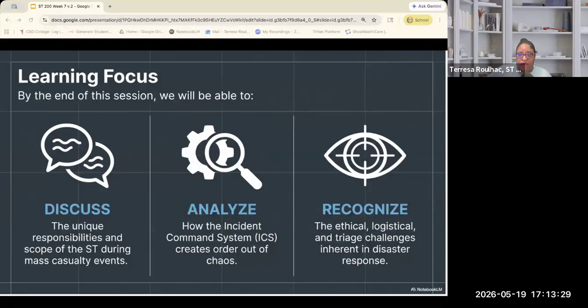Okay. And then we look at recognizing different things: ethical, logistics, triage challenges. In a disaster, not everyone receives immediate care. That's a big one. So, how do you think that feels for healthcare providers that are at ground zero, right? Having to tag certain patients. Some patients do not get moved. So, we're not solving that yet, but we are kind of looking at the weight of the responsibility of this.